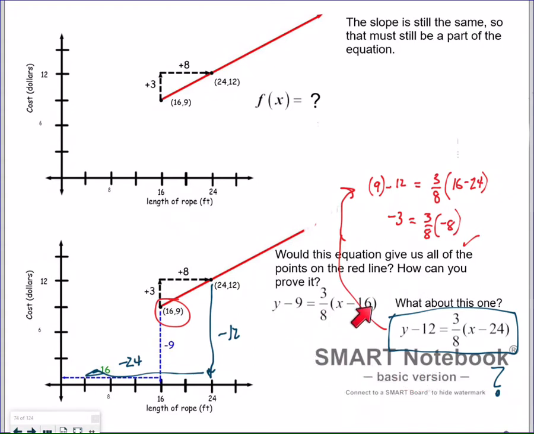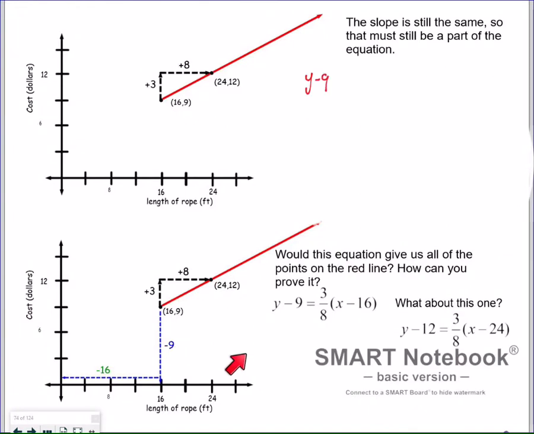But I'm noticing, though, that these equations look different, and I don't like the fact that they look different, but give me the equation of the same exact line. So I'm wondering if maybe, if I do a little bit of algebra here, I'm going to distribute the 3/8. So 3/8 of x and 3/8 of 16 is 6. Then I'm going to add the 9 to both sides and get 3/8 x plus 3.